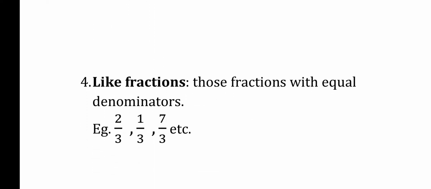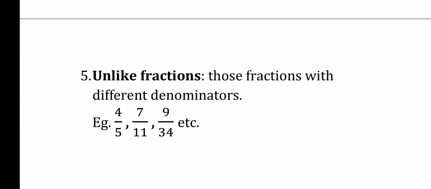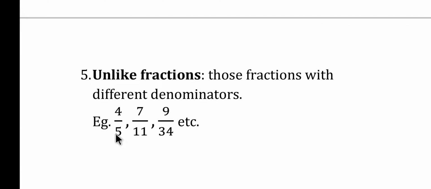Next is like fractions. If we have the denominators of different fractions equal, then we say those fractions are like fractions. Over here 2 by 3, 1 by 3, 7 by 3, all of them have the same denominators, so they are like fractions. Similarly, unlike fractions are those fractions with different denominators. So here you can see different denominators for different fractions. So all these fractions are unlike fractions.